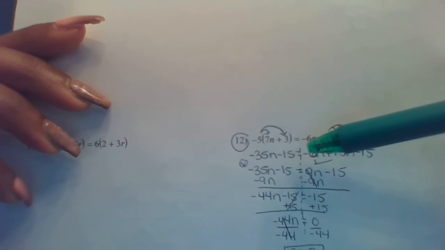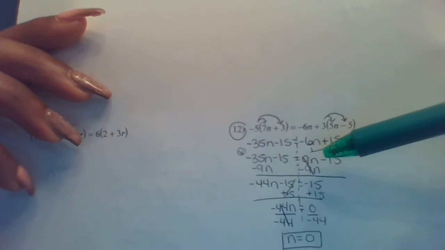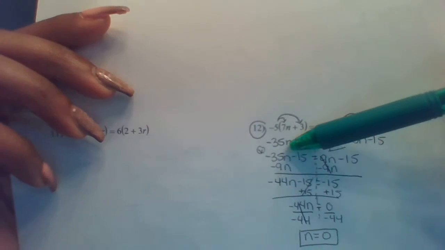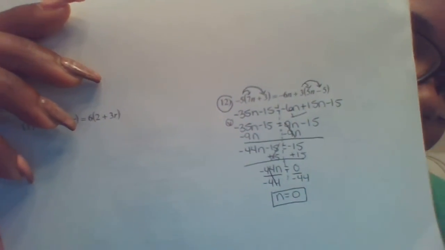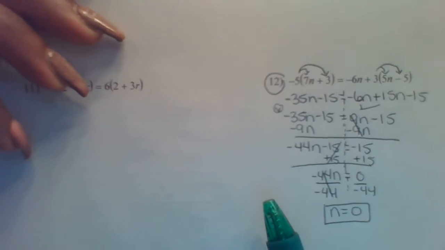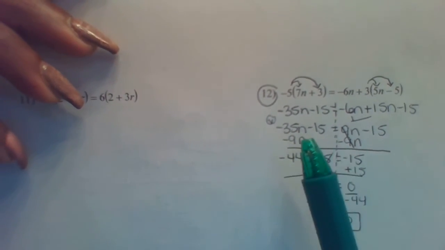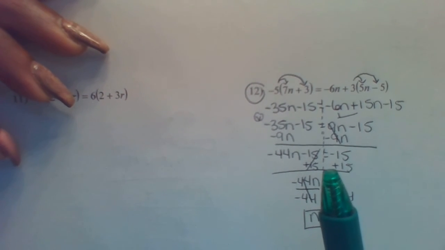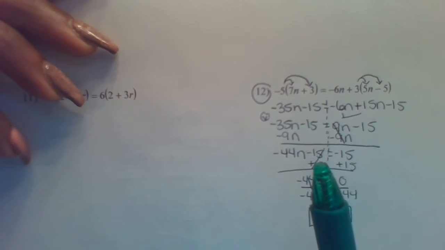So now we have negative 35n minus 12 equals 9n minus 15. So now again, variables and constants on both sides. So we want to get all the variables on the left side for consistency. So we're going to do minus 9n on both sides. When we subtract 9n from this positive 9n, it cancels to 0. So we're left with negative 15 on this side.